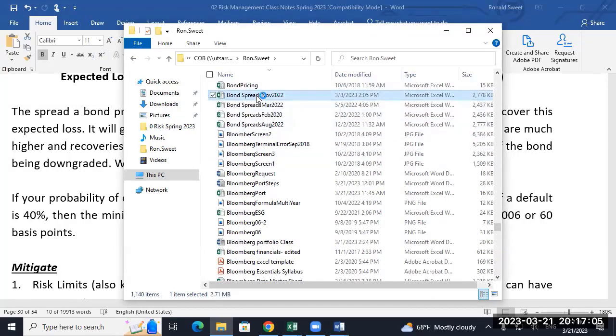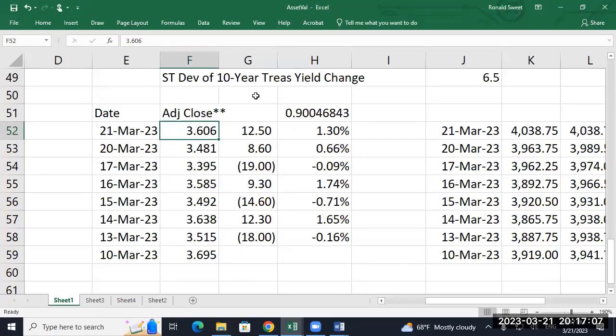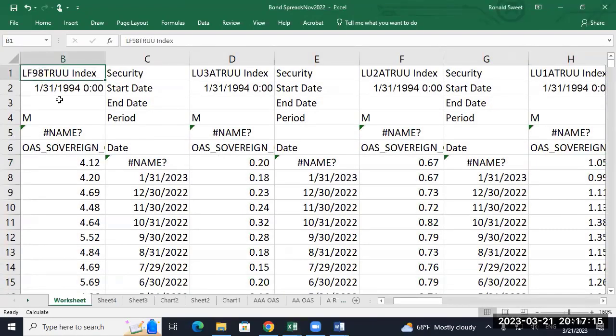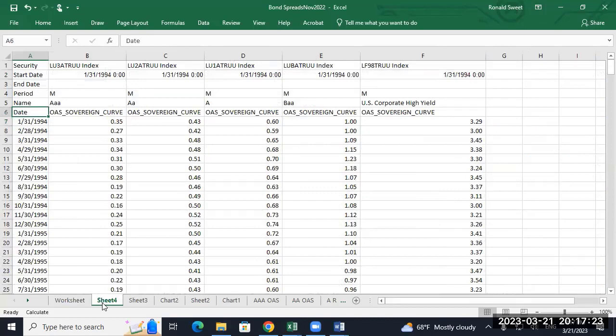the latest one I have? Here we go, November. So in Bloomberg there is a ticker for each rating. They're not the friendliest tickers in the world. For AAA bonds, the ticker is LU3ATRUU space index. For AA, it's all of that, but 2A, 1A, BA, and then you have your high yield.